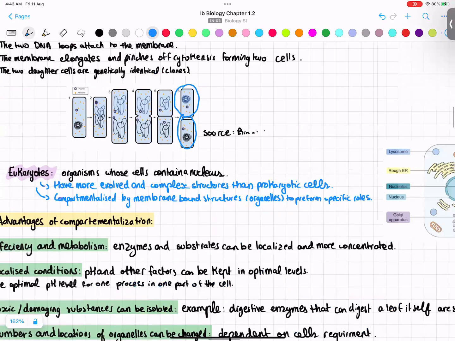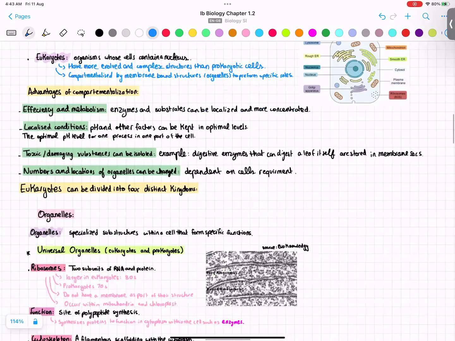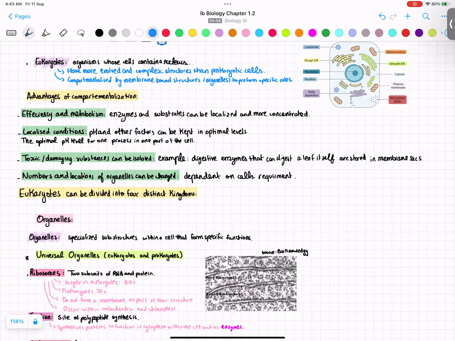Now we're going to be discussing eukaryotes. This is the structure of a eukaryote, and basically, they're organisms which contain a nucleus. Just remember that the main difference between the prokaryotes and the eukaryotes is that the prokaryotes do not contain a nucleus and the eukaryotes contain a nucleus. You have to know that eukaryotes are more evolved and more complex than prokaryotes, and they're bigger in size as well.